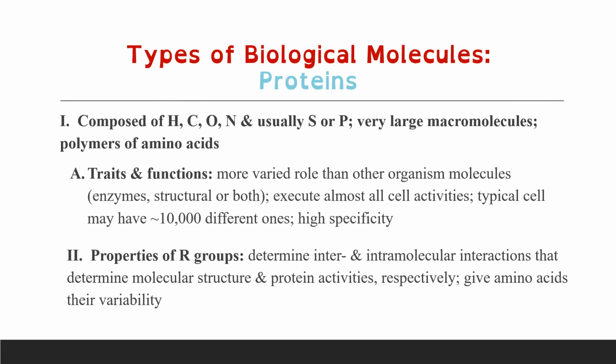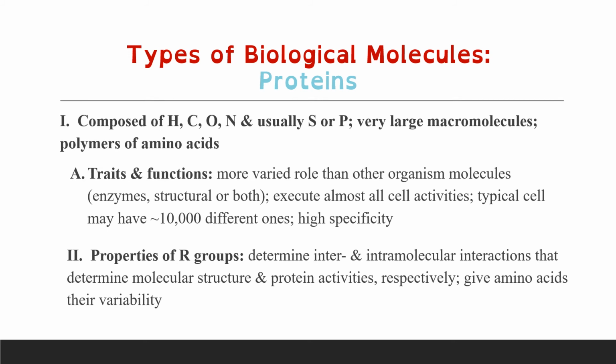So next we have the proteins. They are composed of hydrogen, carbon, oxygen, and nitrogen, and usually sulfate or phosphate. They are very large macromolecules and they're polymers of amino acids. Their traits and functions are more varied than other organismal molecules. They can be used as enzymes, for structural uses, or both. They execute almost all cell activities. A typical cell may have around 10,000 different ones with high specificity.